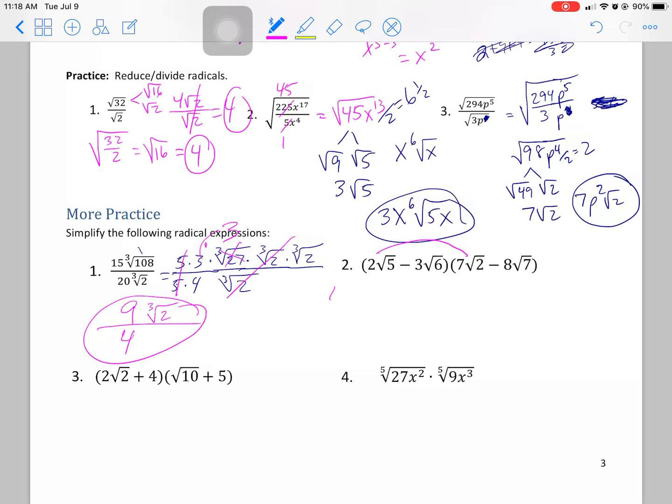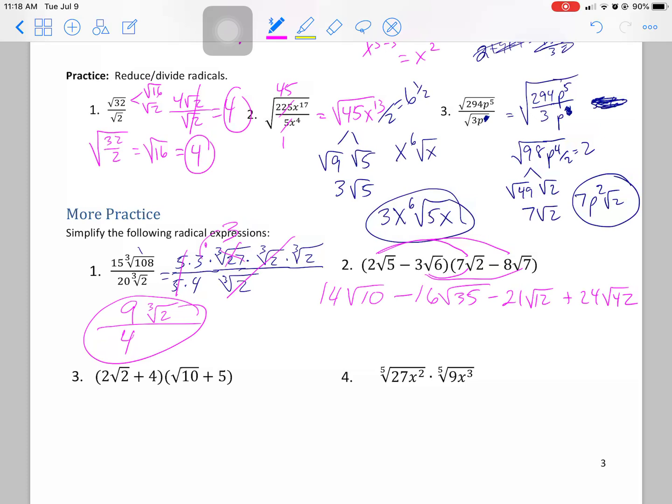foiling? 2 times 7 is 14. 5 times 2 is 10. 2 times negative 8 is negative 16. 5 times 7 is 35. Negative 21, 12, positive 24, 42. All right, so there are a lot of terms going on there.